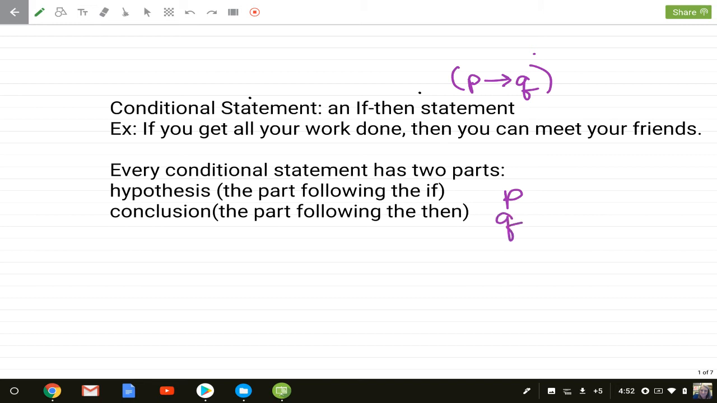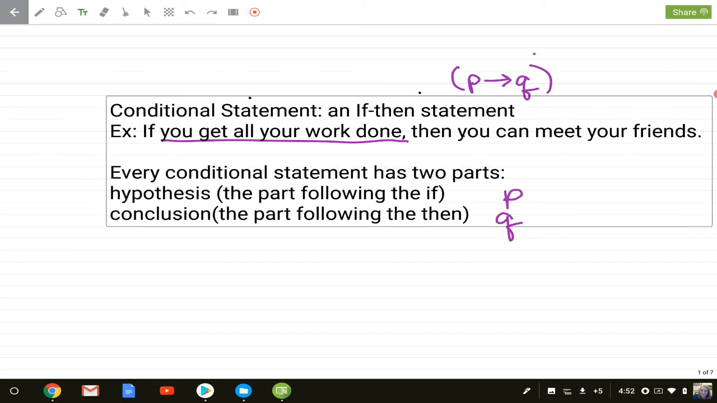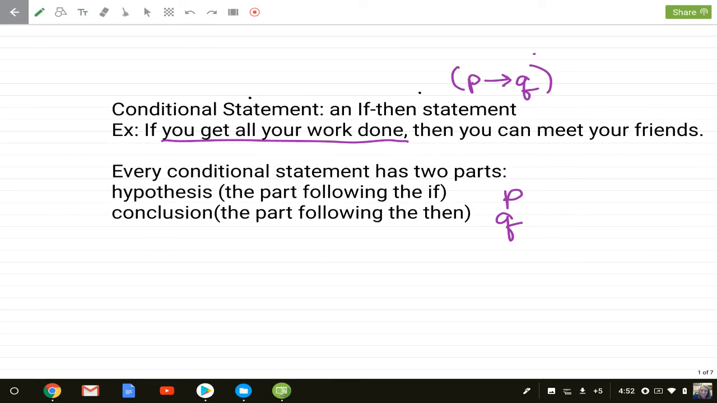And so in the example we have above, you get all your work done is the hypothesis, and you can meet all your friends is the conclusion.